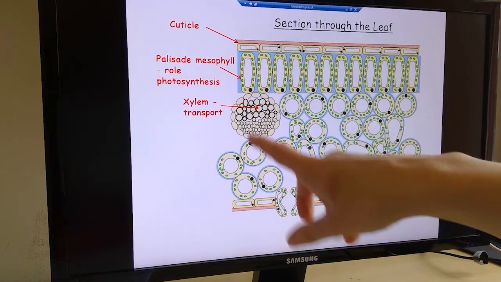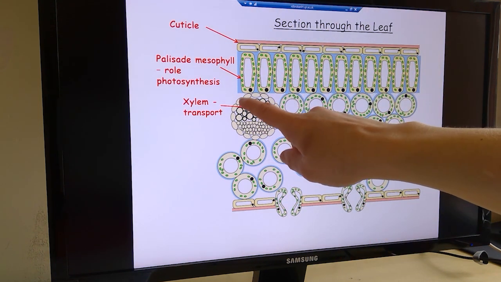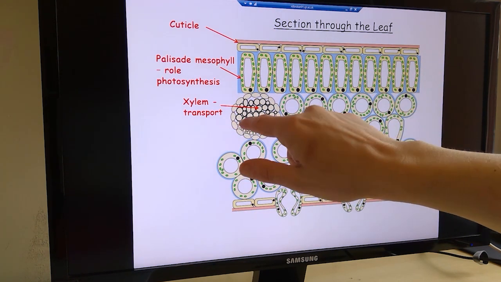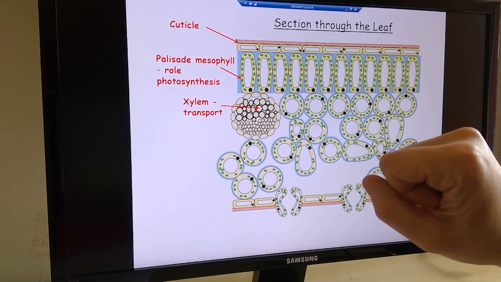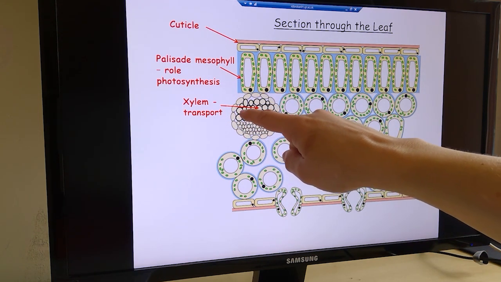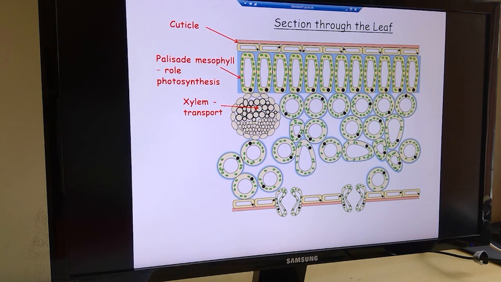Sorry, in this organ. The reason we call it an organ is because it's lots of different types of tissue. So I'm naming different types of tissue working together now. Here is the xylem. So these are the very big tubes in this bundle here. Okay, and below that is the phloem.